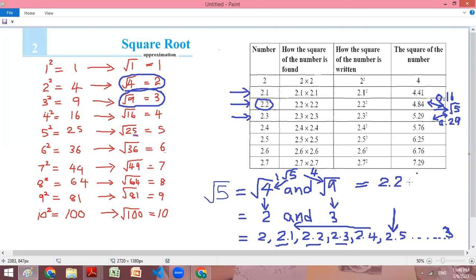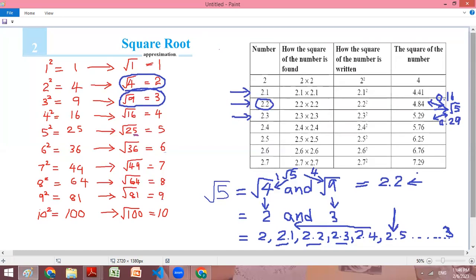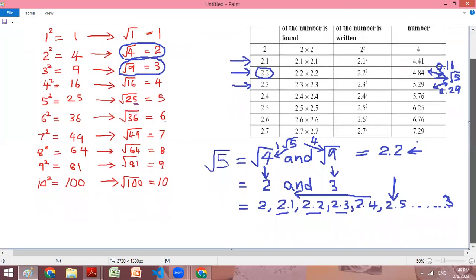We call this the first approximation method. Approximation to the first decimal place. Like this. We can consider another example.